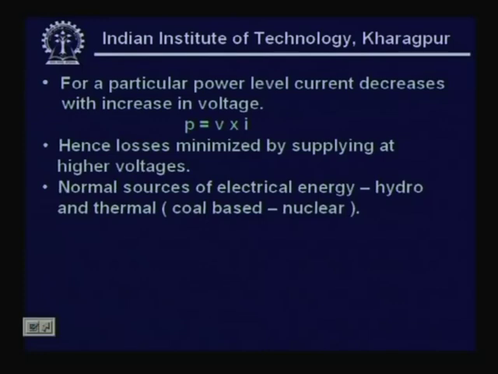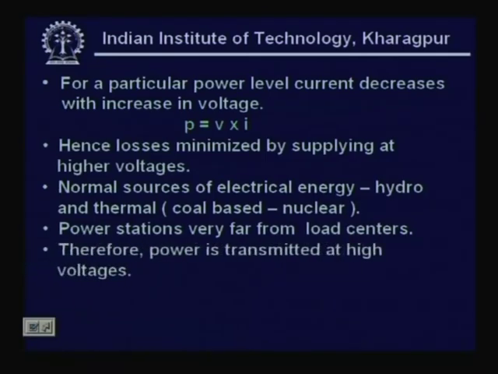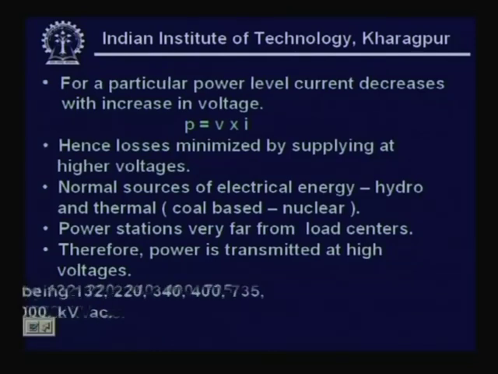However, energy is obtained either in the form of hydro or thermal. Thermal does include coal based and nuclear energy also. Coal based stations are located at the pit head of a coal mine, hydro stations are located at the hydro reservoirs, and nuclear stations for purpose of safety are located away. As a result, power stations are very far from load centers. Therefore, power has to be transmitted at high voltages to reduce the losses.